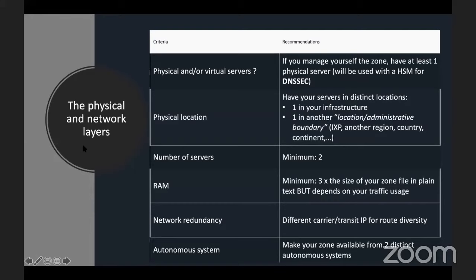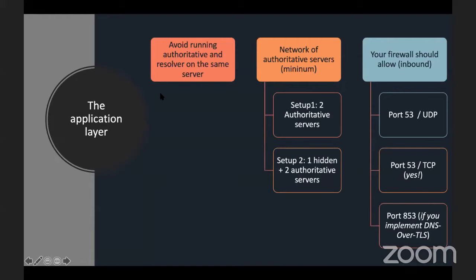I want to answer another question. Someone was asking, why do we need a hidden primary authoritative server? Remember in the setup, we were saying that one setup is to have two authoritative servers, and the second setup is to have one hidden server and two authoritative servers. That can be one setup. I also see that we have one comment in the chat regarding that setup.